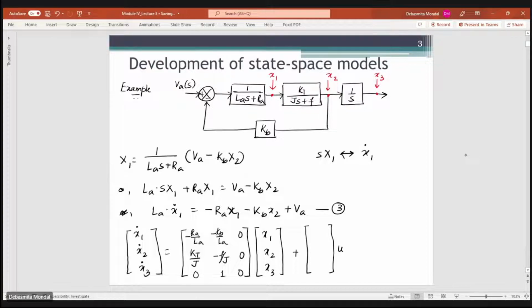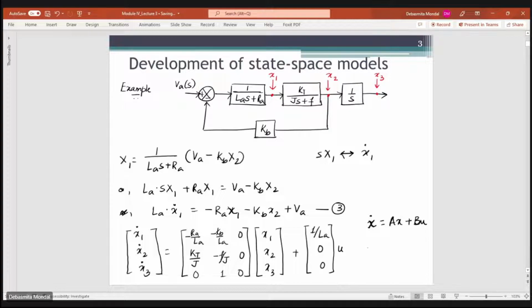In the case of x1 dot we also have something corresponding to the input. So VA is equal to u, and that term is 1 by LA and the other two will be 0. So you can express the three first order differential equations in matrix form, and this is the generalized form. In general form, x dot, the vector, is equal to A into x plus B into u, where A is this matrix and B is this matrix. Similarly, if you write the output equation, the output we have said is equal to x3.